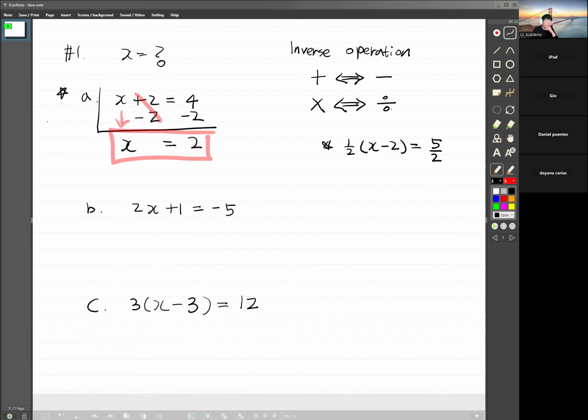Hello, Diana. We are doing number 1B and C. Try this one, Diana, and then when you get the answer, send me a message.